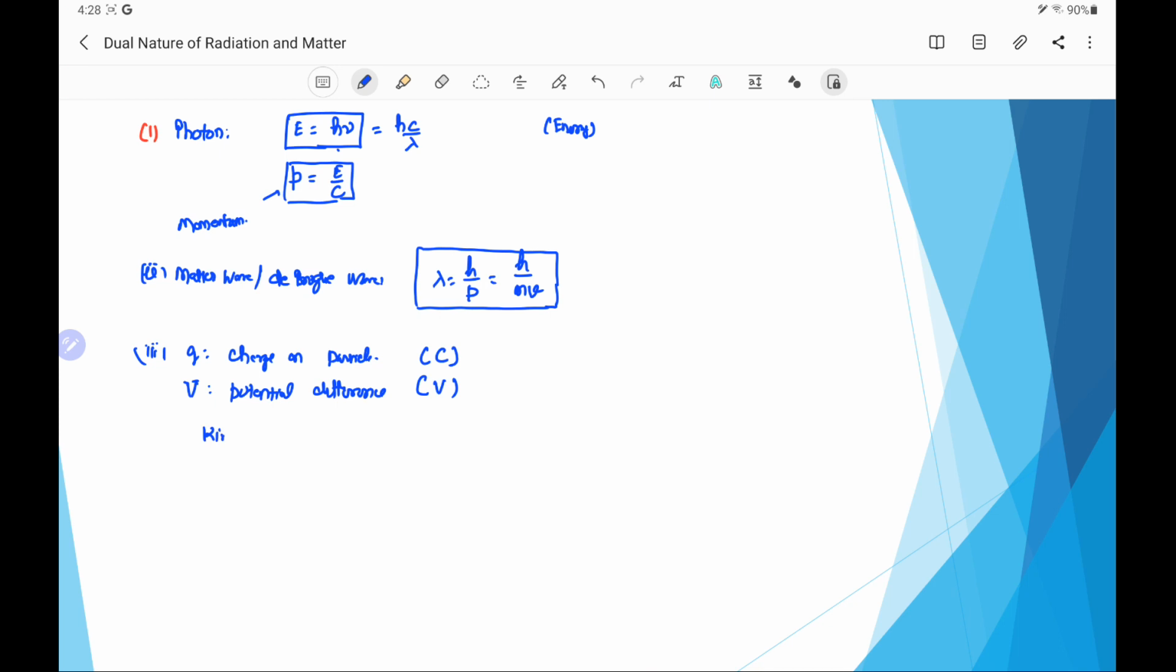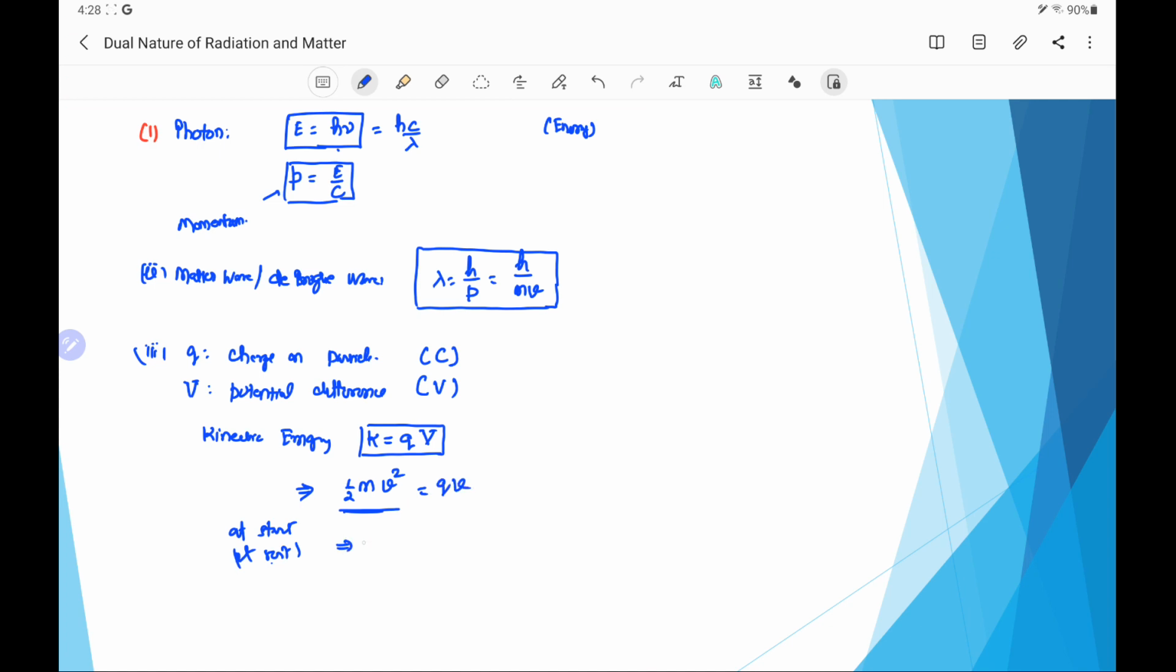Then the kinetic energy acquired by the charge q when accelerated through the potential difference V is given by K equal to q into V, which we already discussed in the chapter on electricity. The formula of kinetic energy: if the mass of the particle is m and it acquires velocity v, starting from zero speed, that means the particle is at rest at the start, in that case the gain in kinetic energy is half mv square, and it will be equal to qV.